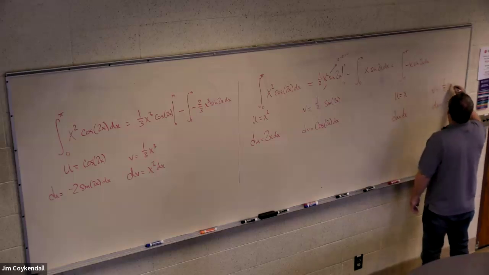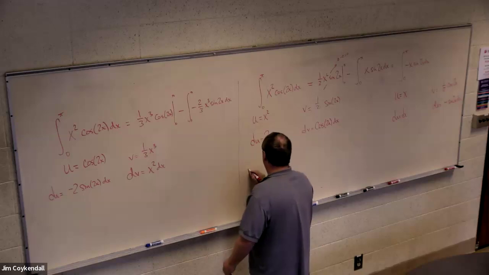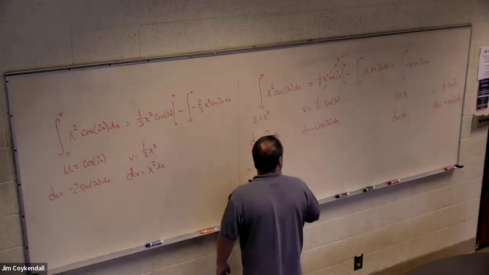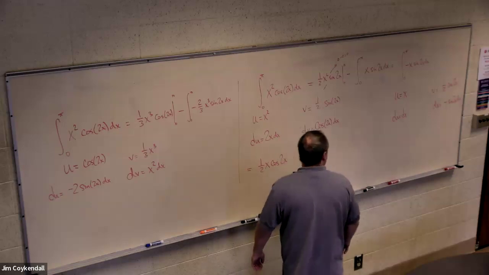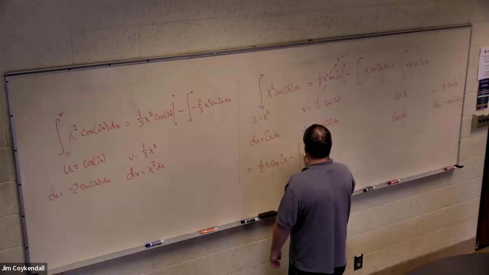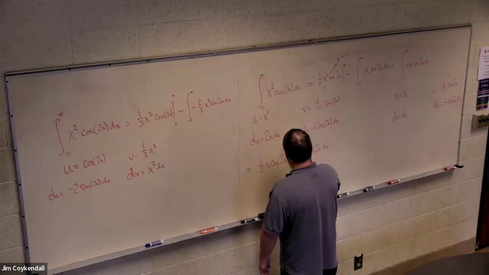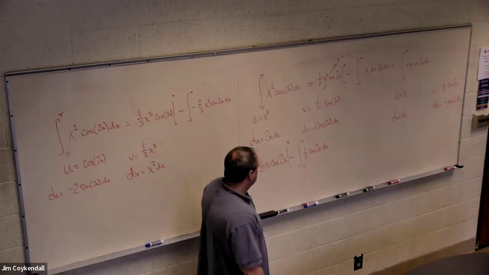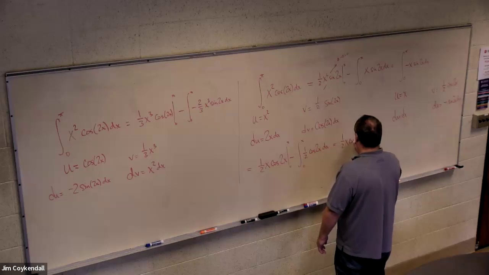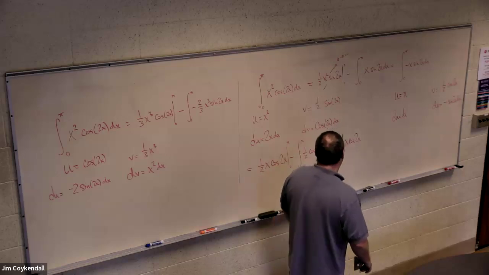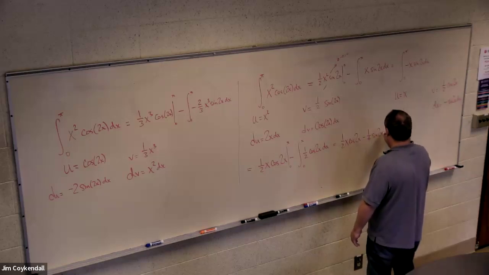And v is equal to minus 1/2 cosine 2x. So this is minus 1/2 x cosine 2x. And then it's going to be minus the cross term. The antiderivative of cosine 2x is sine 2x over 2, so it's going to be minus 1/4 sine 2x.